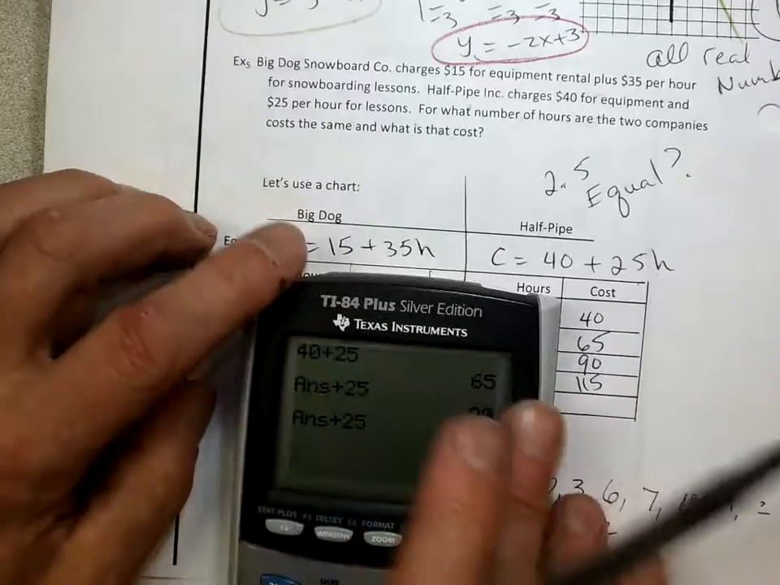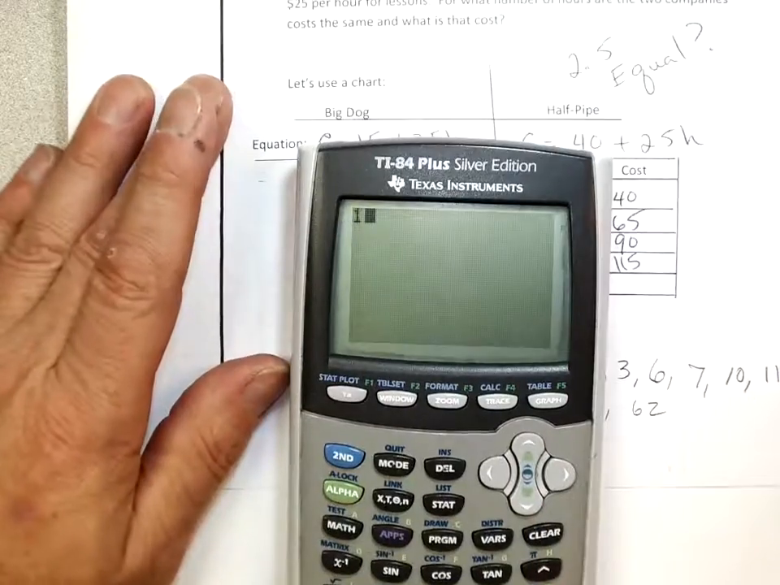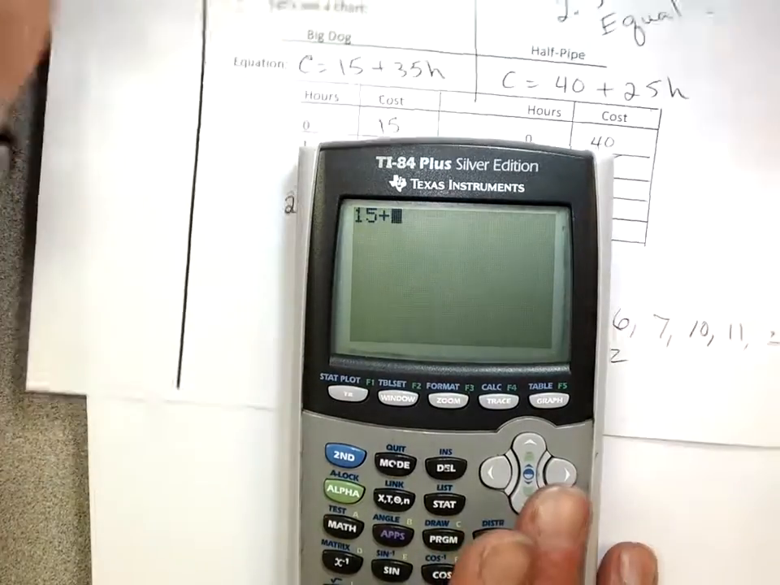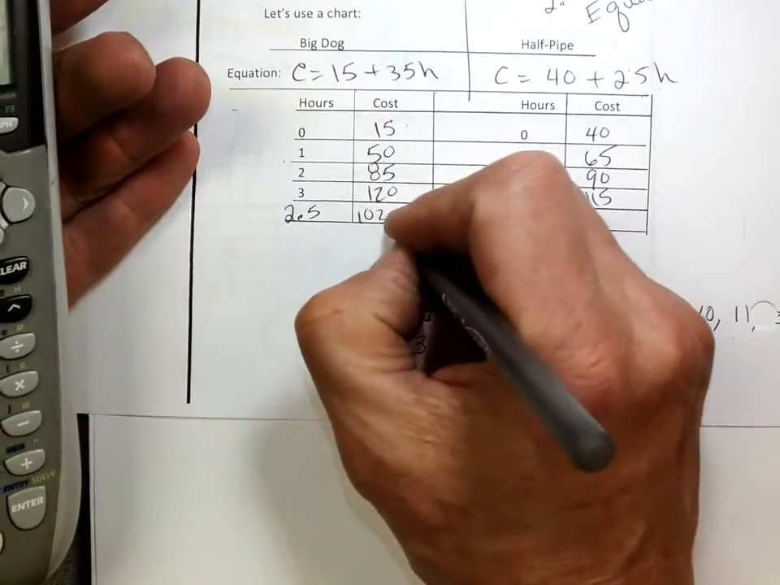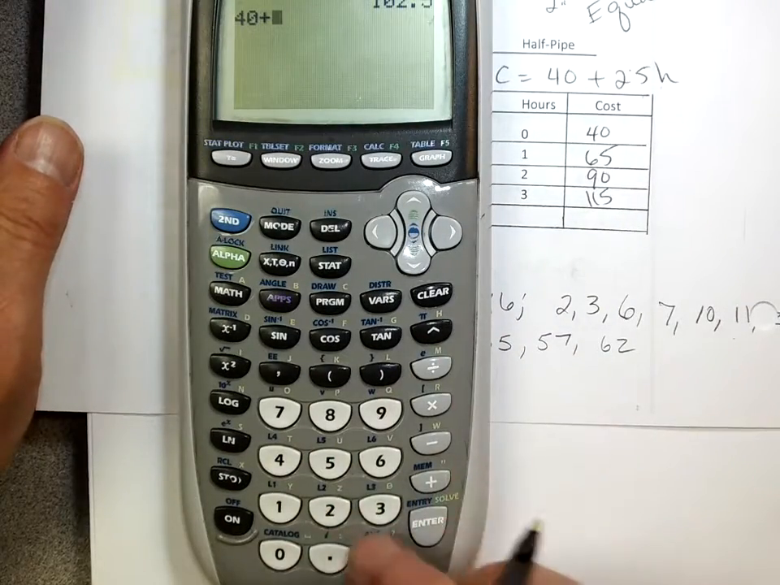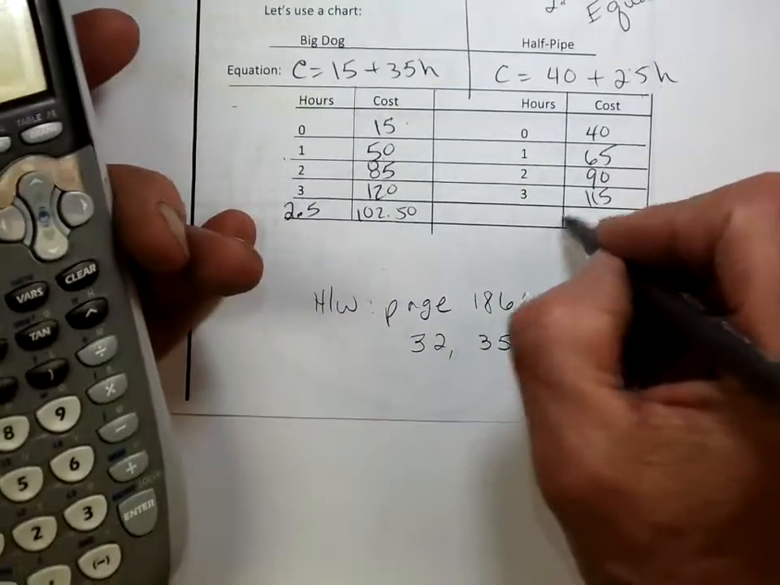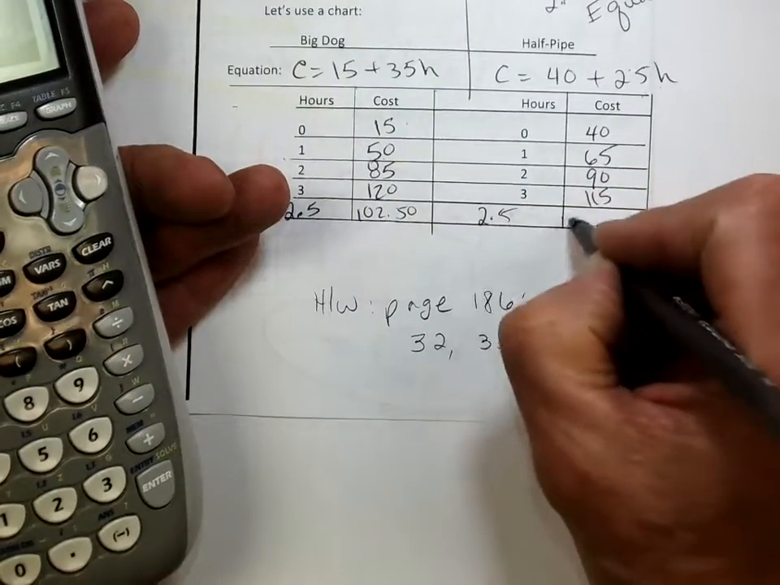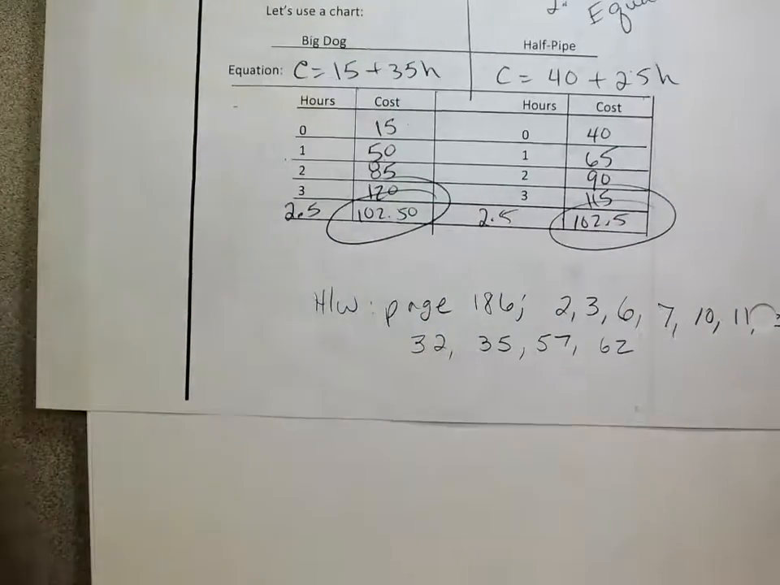You ready? First equation. I'm going to go 15 plus my 35 times 2.5. That gives $102.50. Now 40 plus 25 times 2.5. And sure enough, you guys are totally right. We just proved it, didn't we? You were right.